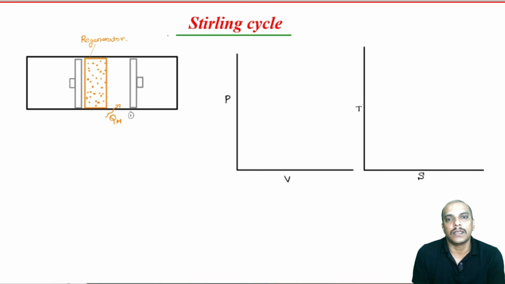That is why both Otto and diesel cycle have efficiencies lesser than Carnot cycle, because Carnot cycle is a totally reversible cycle. Heat addition and heat rejection also happen at constant temperature, so it is also externally reversible. Now, one more cycle which we are discussing today is Stirling cycle, which also has heat addition and heat rejection happening at constant temperature.